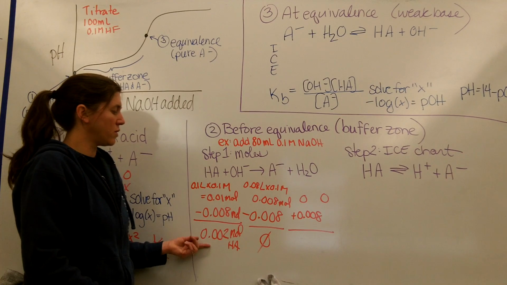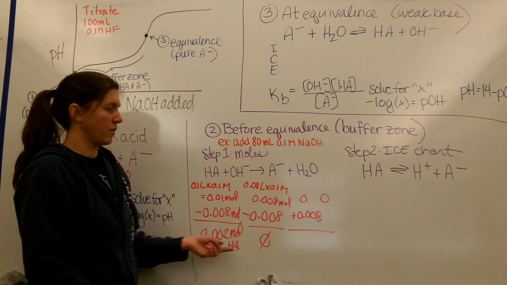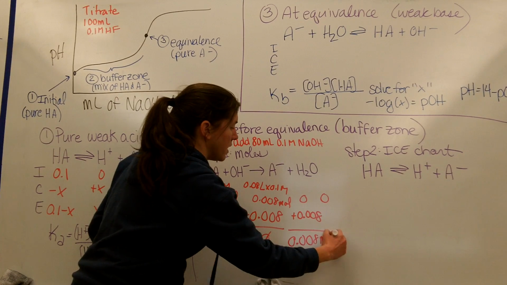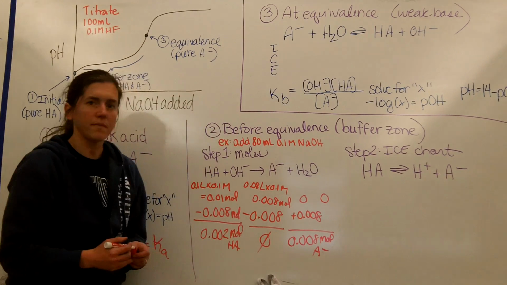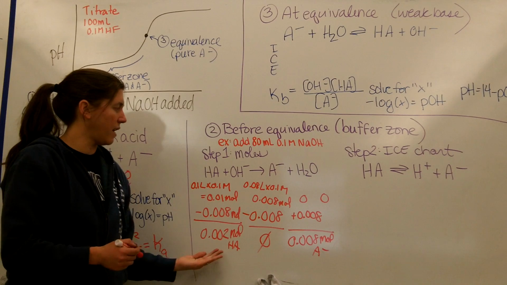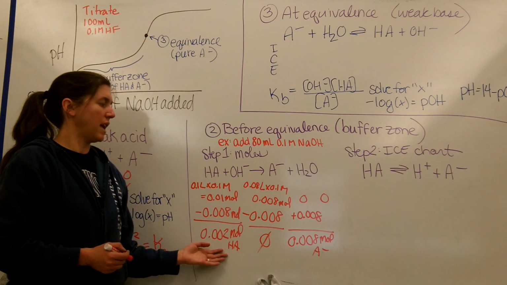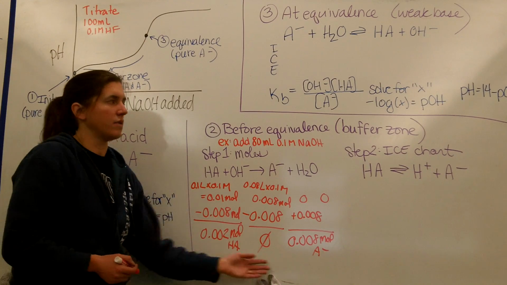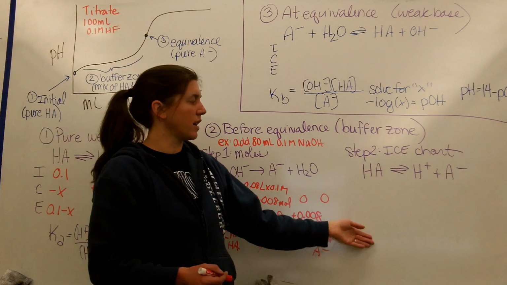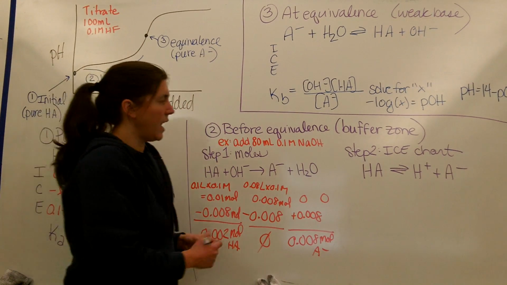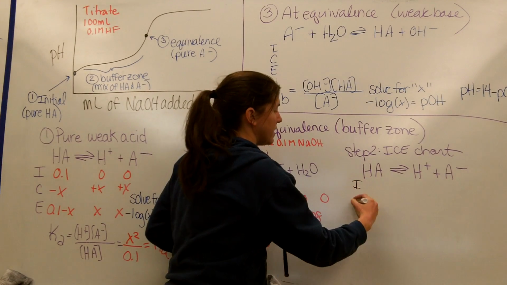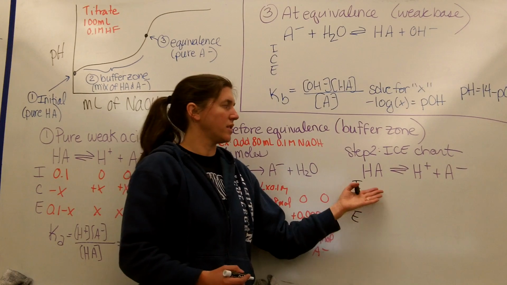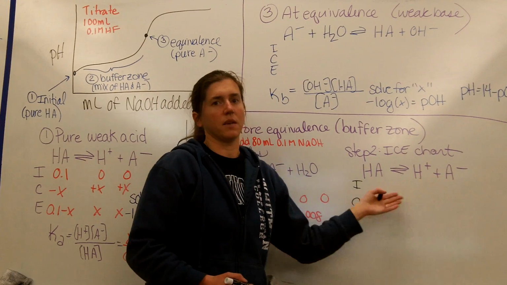I'll have 0.002 moles of HA left over, and I will have made 0.008 moles of A minus. So now I find that I have a solution containing both HA and A minus. And there's actually 2 ways that we can solve this. One way is using an ICE chart. So we can go through and say I, C, E, and plug in your concentrations of HA and A minus that you have at this point.